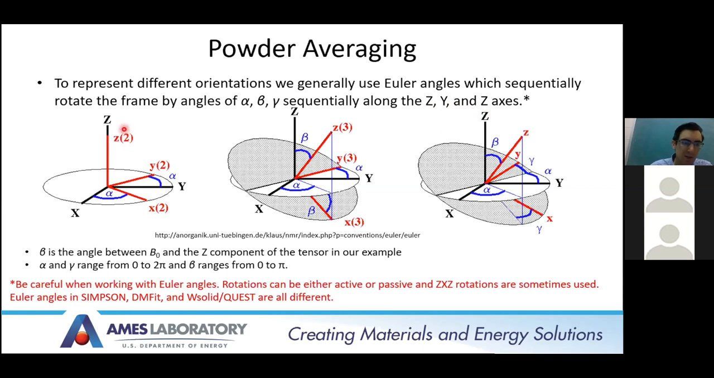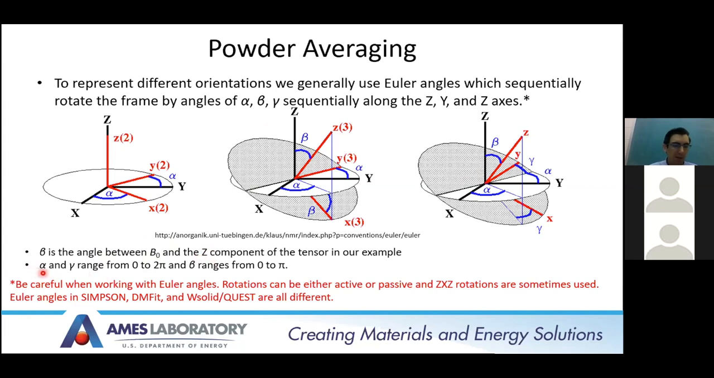So what that means is you first grab the Z component of your tensor, and you rotate that by an angle of alpha, a right-handed rotation. And then you rotate about the new Y-axis by an angle of beta, and then again about the new Z by an angle of gamma. The beta angle is the easiest one to understand, and it's generally the orientation between the main magnetic field and the Z component of your tensor.